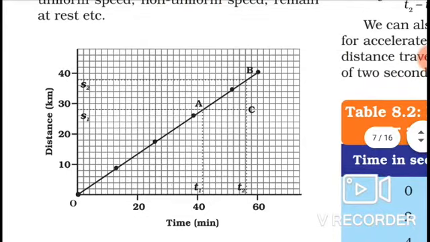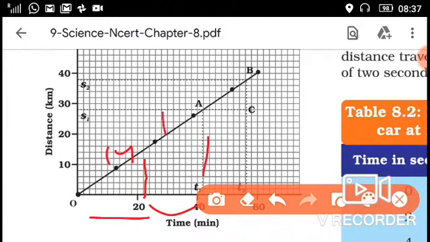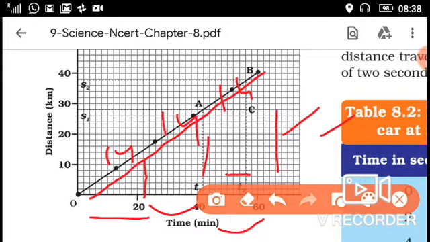This is the graph for uniform speed. For example, in 20 seconds the distance covered by the object is 14 meters, suppose. In the next 20 seconds, again 14 meters of distance is covered. In the next 20 seconds, 14 meters of distance is covered. It means we obtain a straight line graph. This is the case for uniform speed or uniform motion. If the object moves with uniform speed, then the distance-time graph will be a straight line.